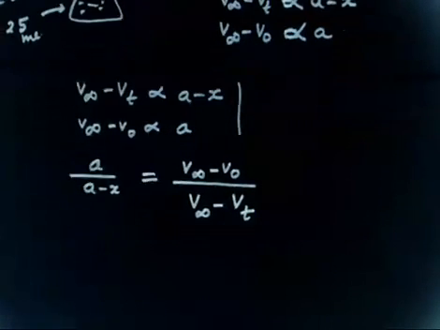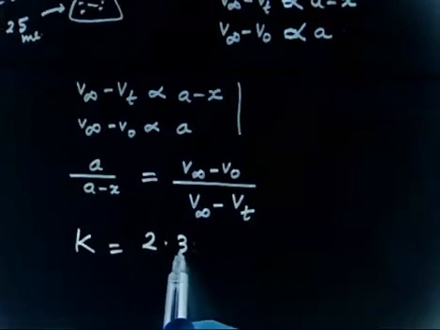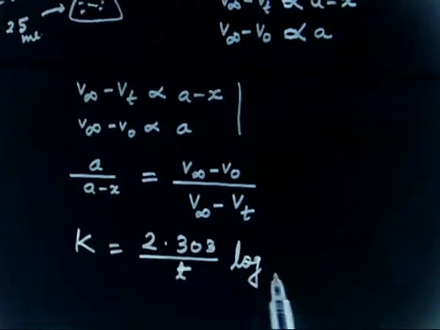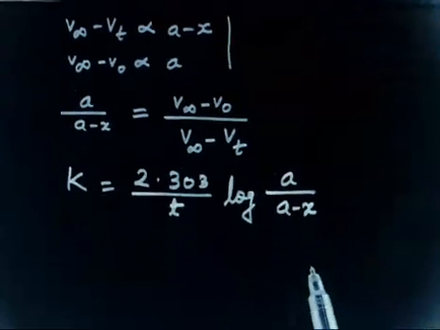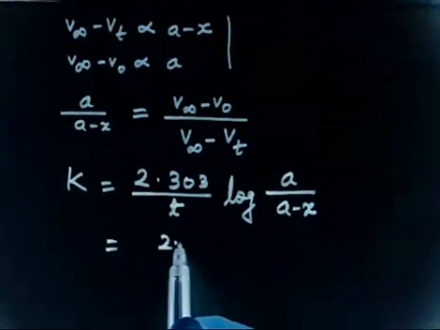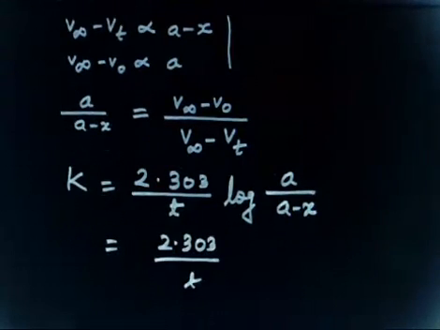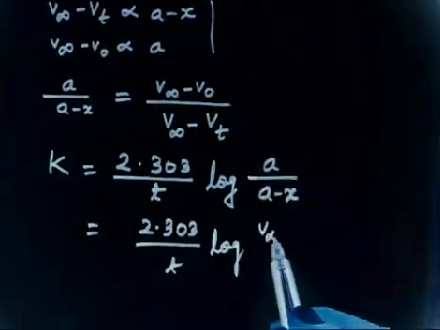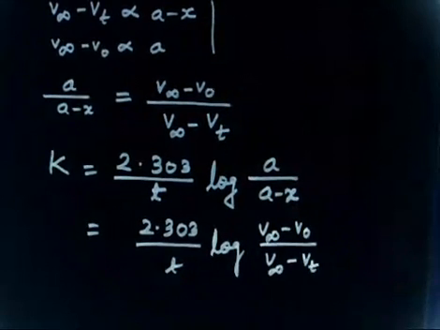Now everybody knows in the first order reaction K is given by 2.303 by T log A by A minus X. So if I know A by A minus X, what is it? You see here, this is V infinity minus V0 by V infinity minus Vt.